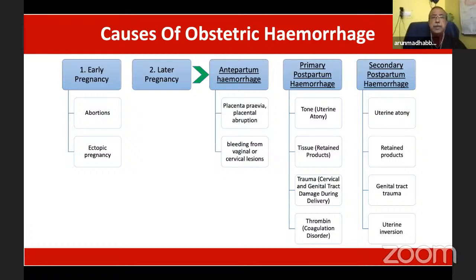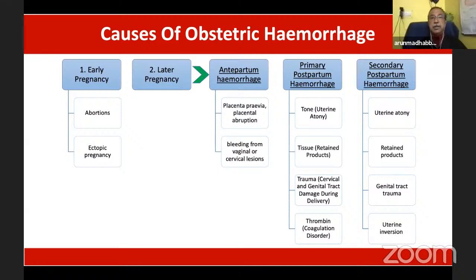Every OB/GYN practitioner who has a busy practice, who deals with a huge load of obstetric patients, will come up with one or two cases of massive obstetric blood loss, because placenta previa and placenta accreta are going to be tackled at level 3 care, and that is where the transfusion will have to come in.